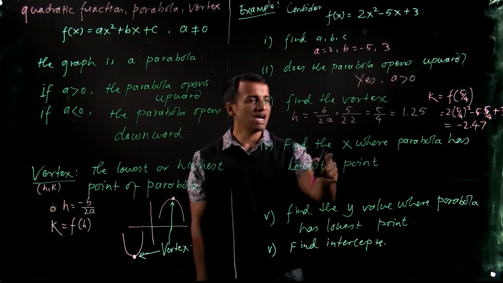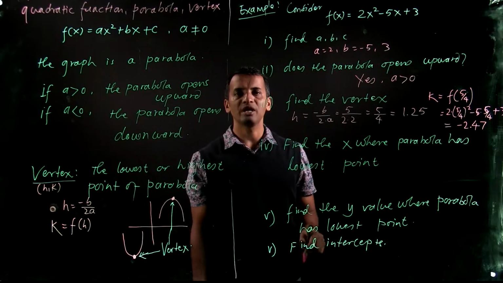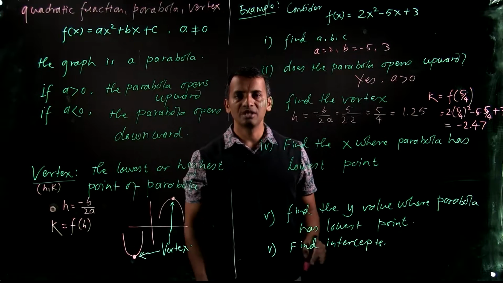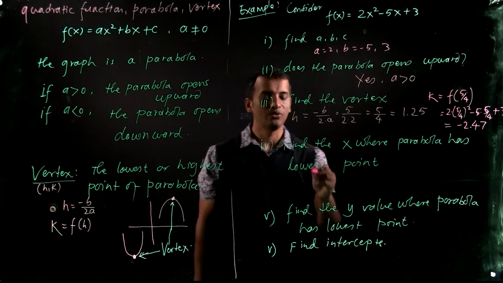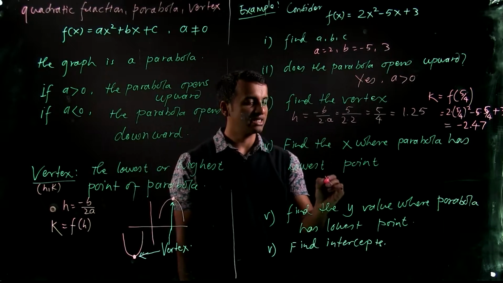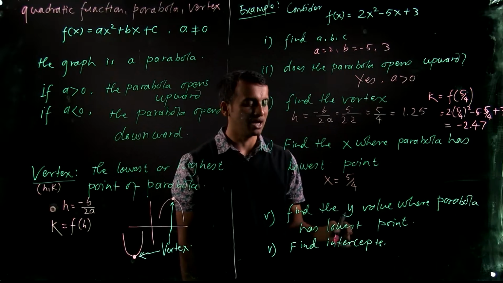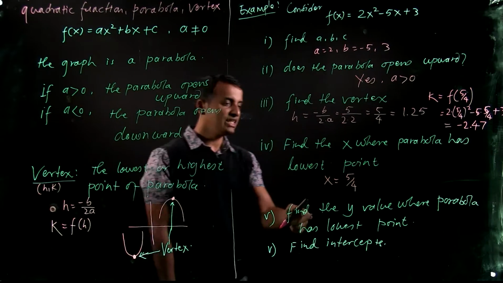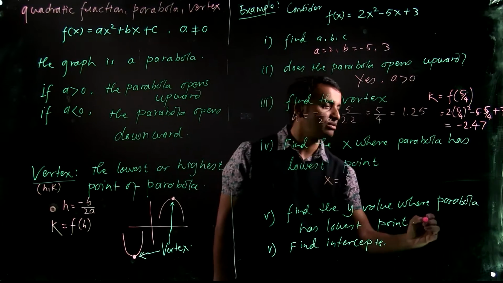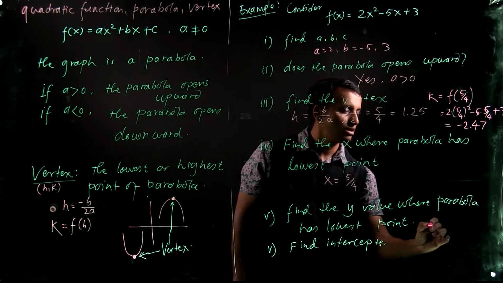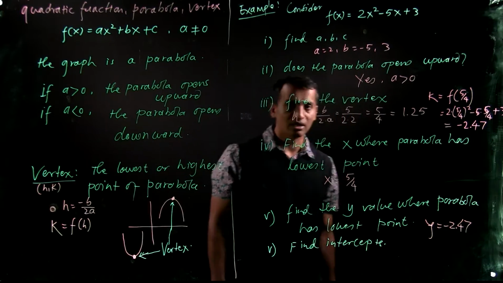Okay, next is find the x where the parabola has its lowest point. How do you find the lowest point? The lowest point is the vertex, but you want the x value of the vertex. That will be just 5 over 4, so x equals 5 over 4, or 1.25. Next, find the y value where the parabola has its lowest point. We found the y value: y equals negative 2.47.